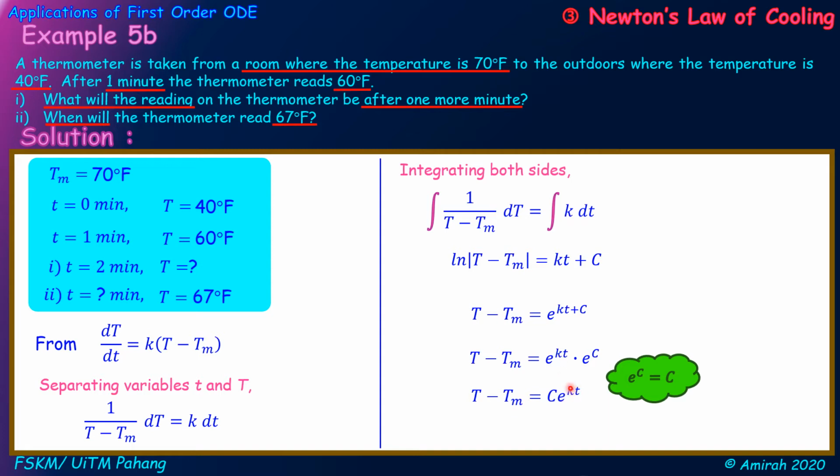Alright, since we want to find the temperature, we need to write temperature as a subject. So we move minus Tm to right hand side. So we get temperature equals to Tm positive, and then plus C e to the power of kt.